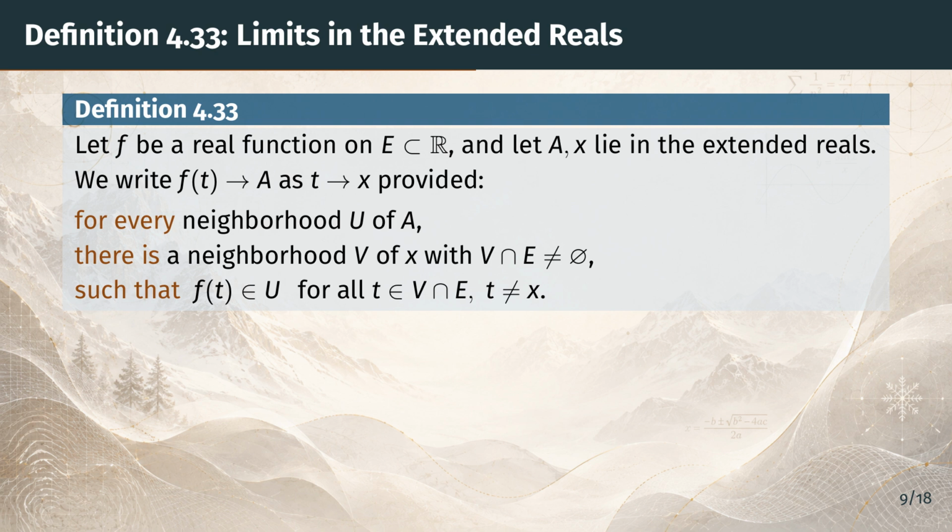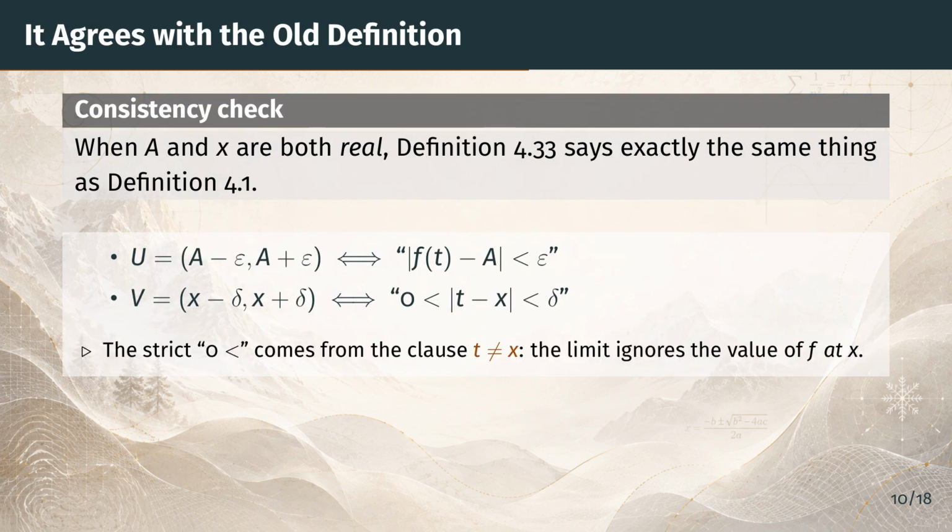Read it slowly. It is the usual challenge and response. You hand me a target neighborhood. I must supply an approach neighborhood that forces the outputs into your target. A natural worry: did we change the meaning in the familiar case? The answer is no, and the gray block records that reassurance.